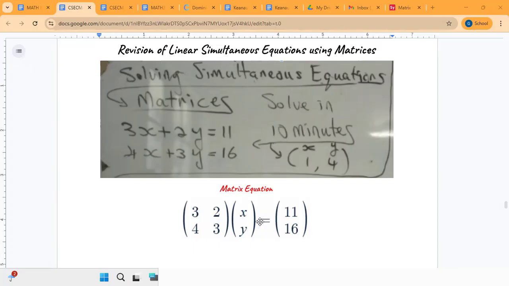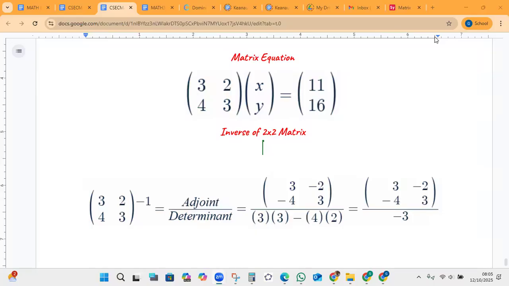Now let's find the inverse of this 2 by 2 matrix. So the inverse of the 2 by 2 is the adjoint over the determinant. The adjoint, you have to swap the elements of the leading diagonal. So 3 and 3 swap. As you can see, they are both 3, so there's no real change. And you have to change the sign of the non-leading. So a 4 becomes a negative 4, and a 2 becomes a negative 2.